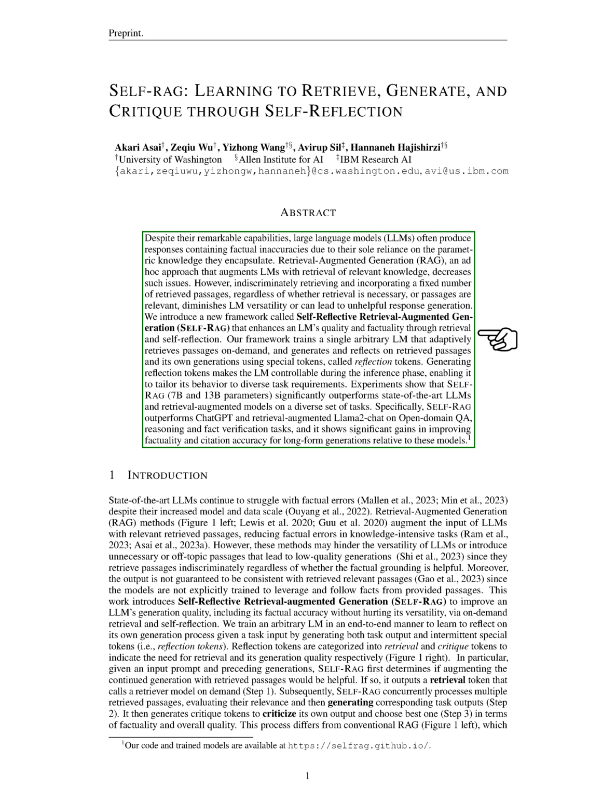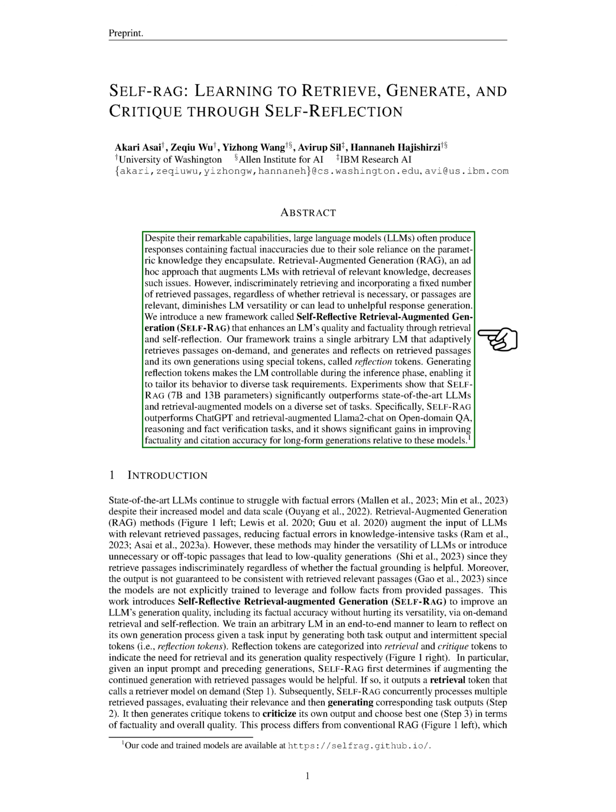However, these methods aren't perfect. They can sometimes limit the versatility of LLMs or introduce irrelevant or off-topic passages, leading to lower quality outputs. To address these issues, we're introducing a new approach called Self-Reflective Retrieval-Augmented Generation, SELF-RAG. This method aims to improve the quality of an LLM's output, including its factual accuracy, without compromising its versatility. It does this through on-demand retrieval and self-reflection.